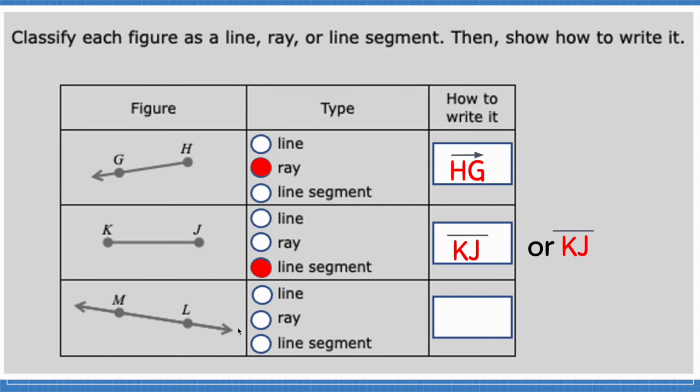This has 2 arrows on it, so this is the full line. I'm not looking at just a little piece of it. I'm looking at the entire line. And I can name it either ML, or I can flip that around and say LM.